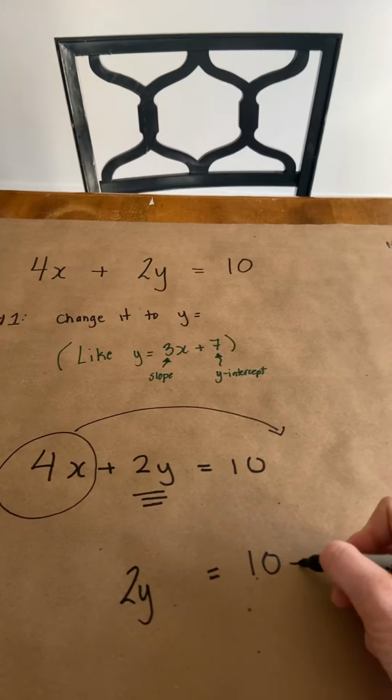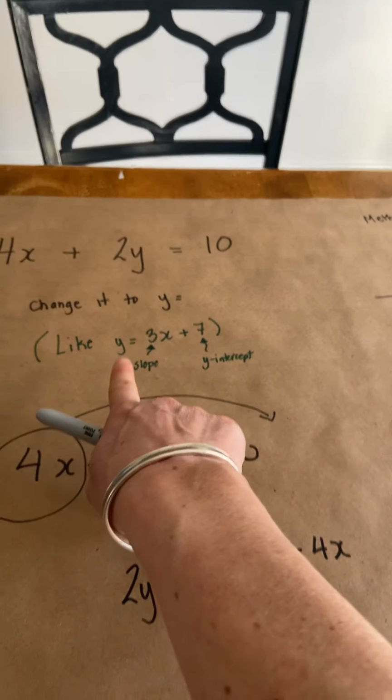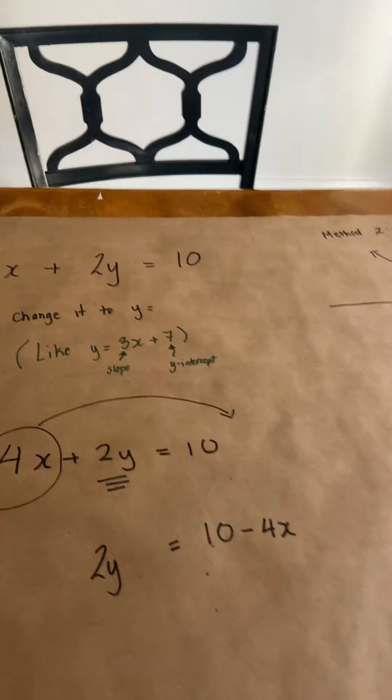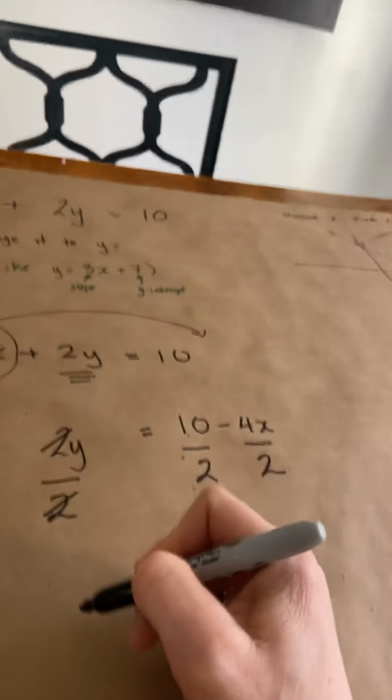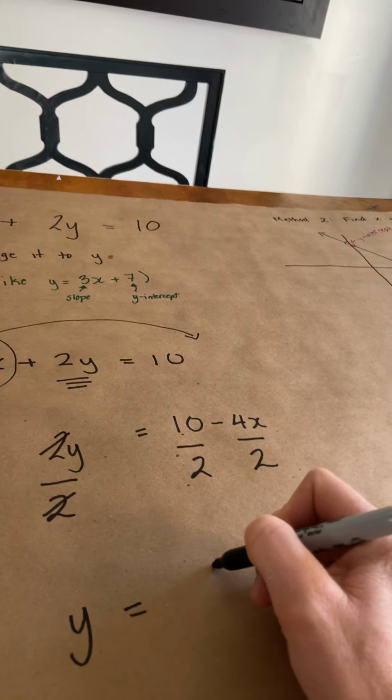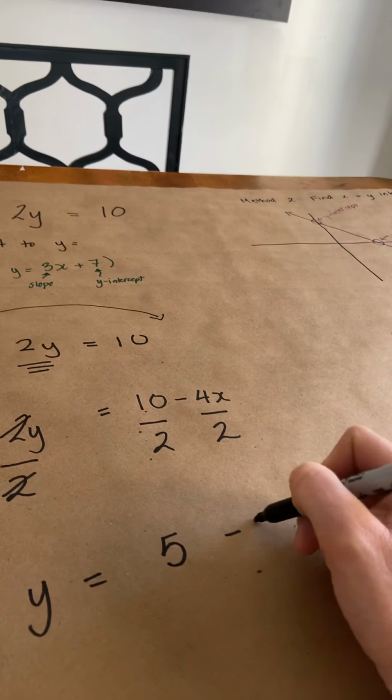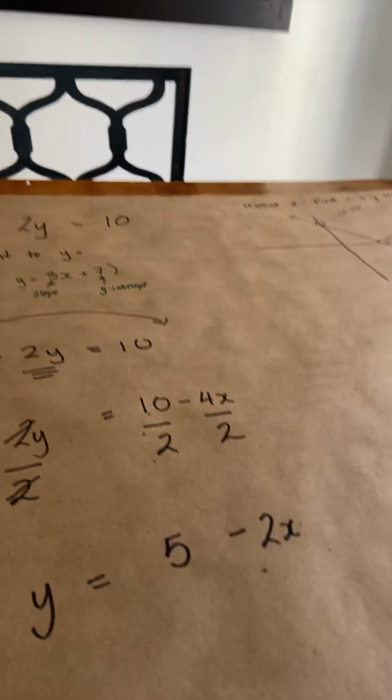Okay, so now it's looking a little bit more like what we want. It's supposed to be y equals. We have 2y equals, which is close, but not exactly right. So I want to divide 2y by 2, because if I do that, the 2's cancel out and all I have left is y. But if I'm going to divide that by 2, I need to divide the other two parts by 2 as well. What you do to one side of the equation, you have to do to the other side. So I have y is equal to 5 minus 2x. Well, I know how to graph that.